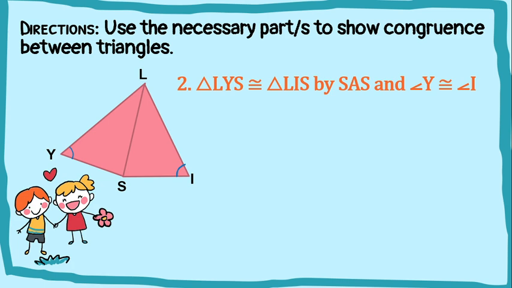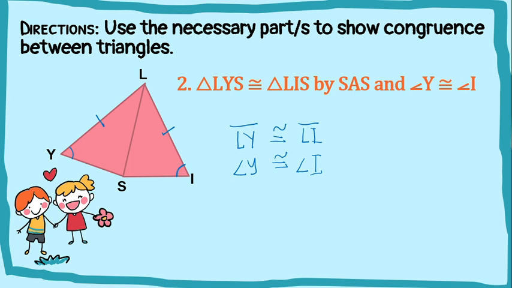So, dahil given na yung isang angle na congruent, ang hahanapin na lang natin is yung dalawang sides, which is kailangan nakagitna yung angle Y and angle I. So, from that, we can say the first side that is congruent is side LY at saka yung side LI. So, we can write here na side LY is congruent to side LI. Next, so ayun na yung angle Y. So, i-write na lang natin siya. Angle Y is congruent to angle I.